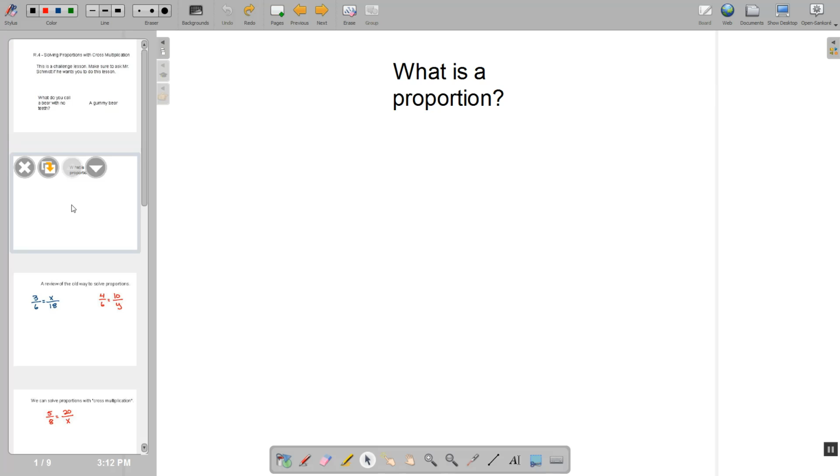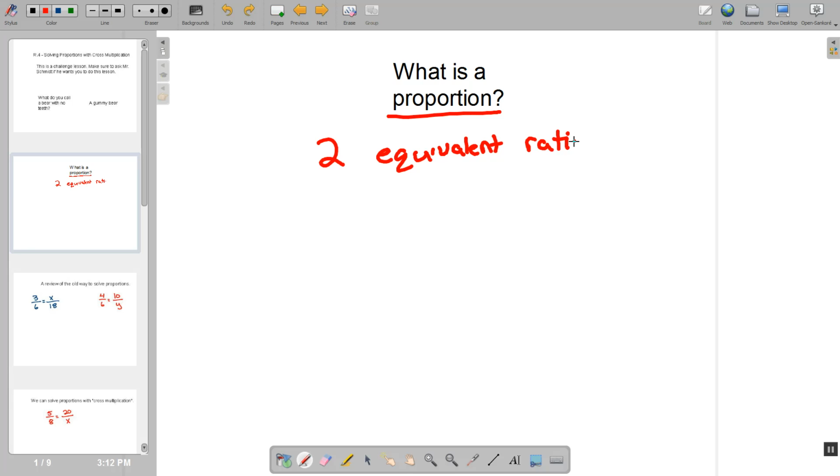So, what is a proportion? Well, a proportion is, you're going to be excited to know, something we've already been doing. So it's nothing new. A proportion is two equivalent ratios set equal to each other, which is exactly what we've been doing for the last three sections. In fact, you just took a quiz on proportions. We just didn't call them a proportion.